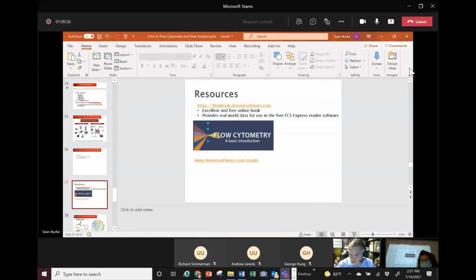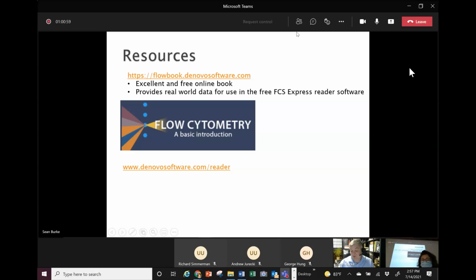What I do want to leave you with is that there's a lot of resources out there. What I talked about today is literally the tip of the iceberg. Flow cytometry is a technique that's been around for many decades, and it's been really refined in just the last 10, 20 years or so to become even more powerful than it ever was. So look at the resources that are out there. We have one on our website called Flow Cytometry Basic Introduction. Essentially, this is a free book. You can go to the website and download it, but it also provides real-world digital data for use within FCS Express, where you can get access to data files like I showed you.